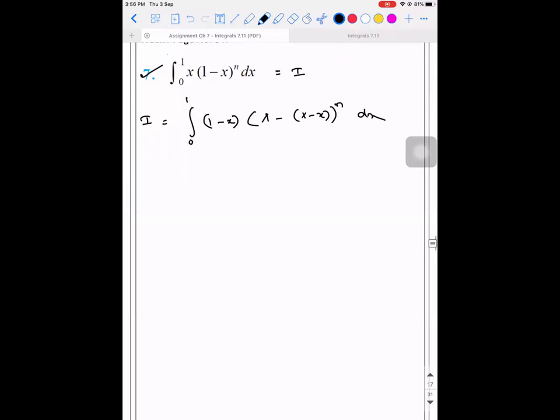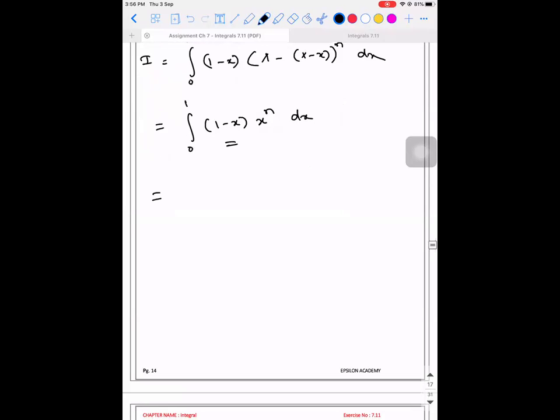Minus of minus x is plus x. So integral of 0 to 1, 1 minus x into x power n dx. In this case, you need not add both the I's together. You can solve with this itself because it's an algebraic function and we can do directly using x power n form. So it is integral of 0 to 1 x power n minus x power n plus 1 dx.